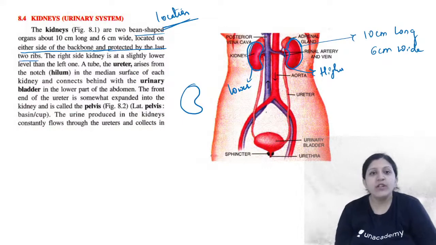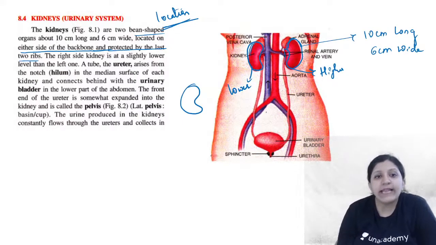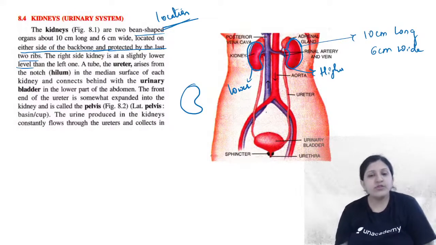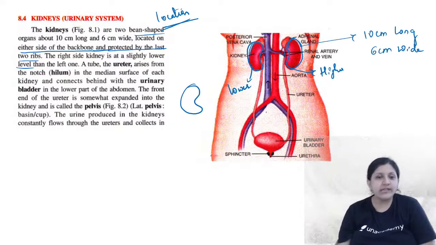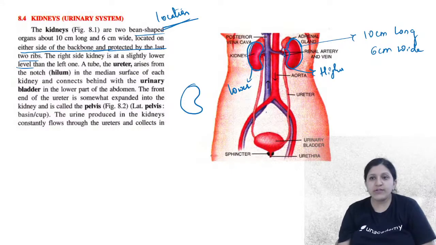Okay, so now the right side kidney is slightly lower than the left one. So this you need to remember: on the right side you need to draw it a little lower. Then a tube, that is the ureter, which is there. So you can see from here there is a tube. This is the ureter. Okay, so the ureter arises from the notch.